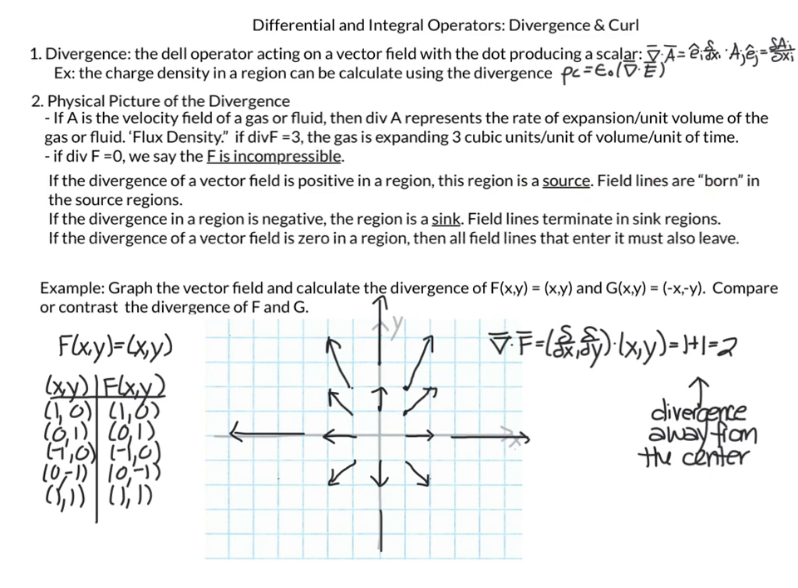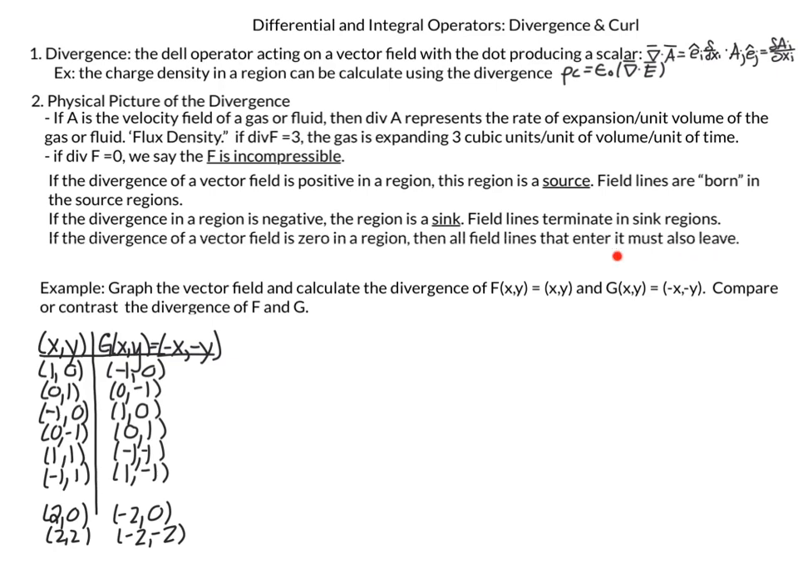So here we would say the divergence is away from the center and it is a source. Our next vector field is g of x, y equals negative x, negative y. So again, I plotted some small points for x, y, and then I plugged it into g of x, y.